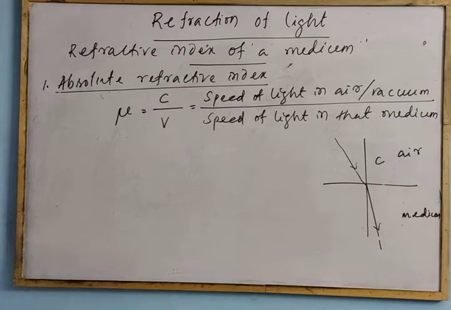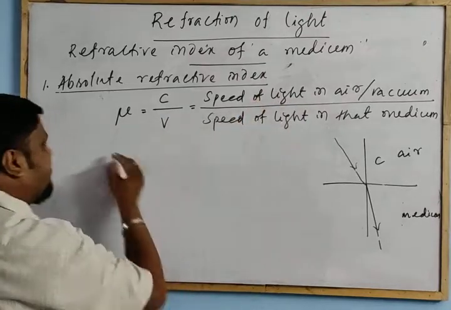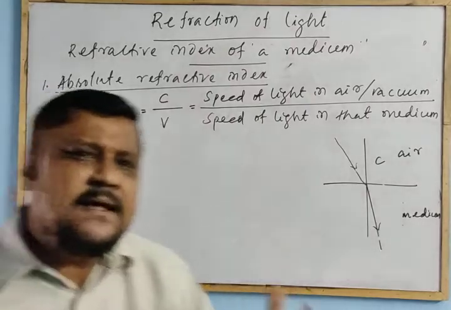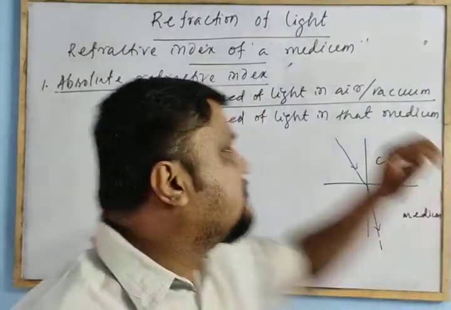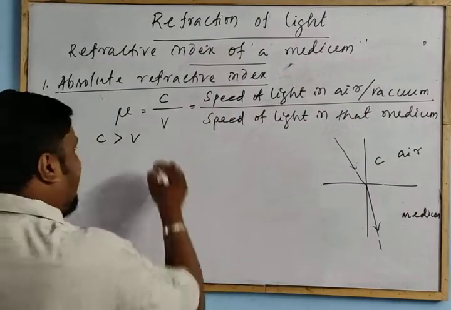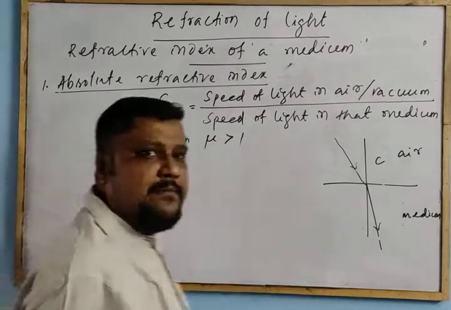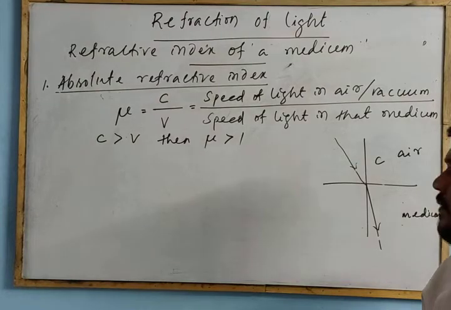As you know, the speed of light in air or vacuum is always greater than the speed in any other medium, because the speed in vacuum is 3 into 10 to the 8 meter per second. So C is always greater than V. If C is always greater than V, then mu is greater than 1. It means the absolute refractive index of a medium is always greater than 1.